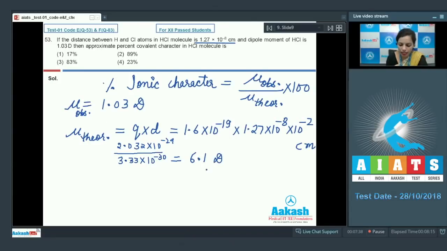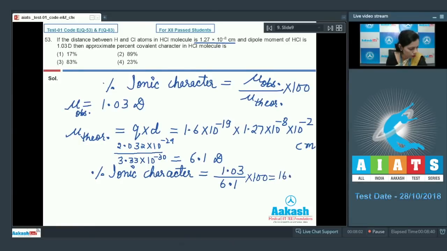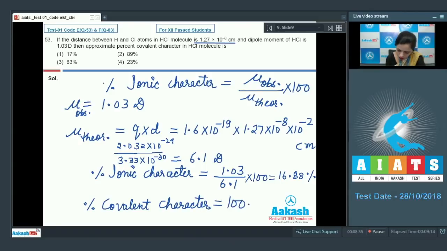Now we have the mu observed as well as mu theoretical also. We can find out the percentage ionic character. That would be mu observed, that is 1.03 divided by 6.1 into 100. This value is approximately 16.88%. Now, if it is so, what would be the percent covalent character? It is equal to 100 minus 16.88. And if you solve this, you will find out this is 83.12%. Now, if it is so, the correct answer is option 3, and that I'm just going to write here. Now, I hope this question is also clear to you. Now, let's check the next question.